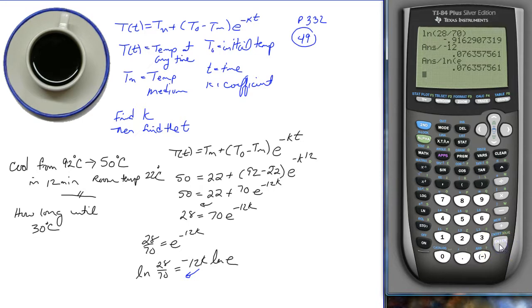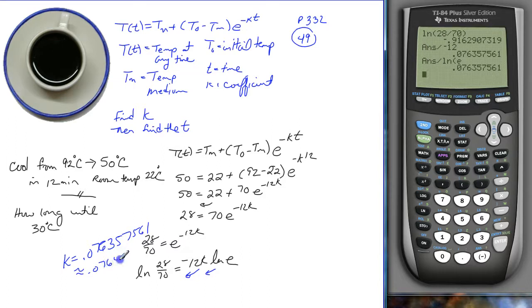What you should notice is you get the exact same answer as before dividing by ln e, because the natural log of e is 1, so it doesn't change it. But if you weren't sure about that, then make sure you divide by the ln of e also. So we come up with a k value, and it's all those decimals, 0.076357561. Usually we round to 4 decimal places, so it's 0.0764.